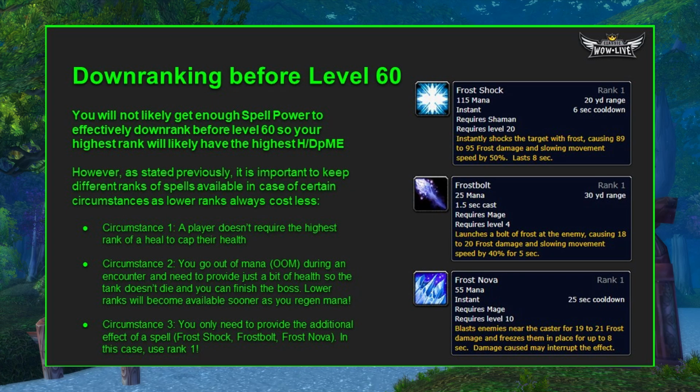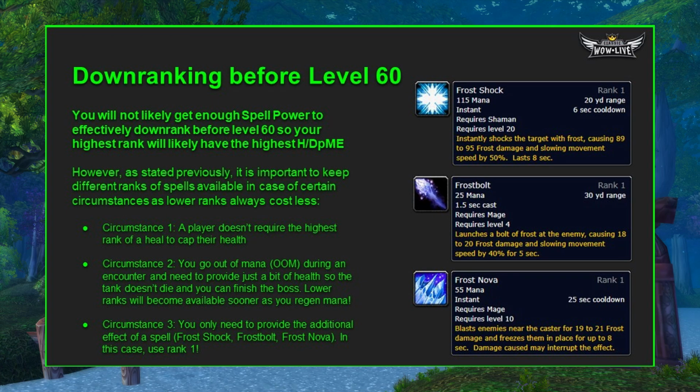Circumstance 2 is you go out of mana during an encounter and you need to provide just a little bit of health to either survive the encounter or to ensure your tank won't die. As you regen mana, per the 5-second rule, the lower ranks of spells will become available sooner to you. So, if you can imagine a tank's about to die, one more hit's going to kill him, and boom, your lowest rank Healing Wave pops up on your bar. Cast that right away so that you can survive the encounter.